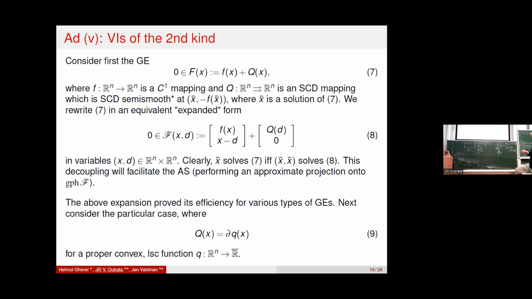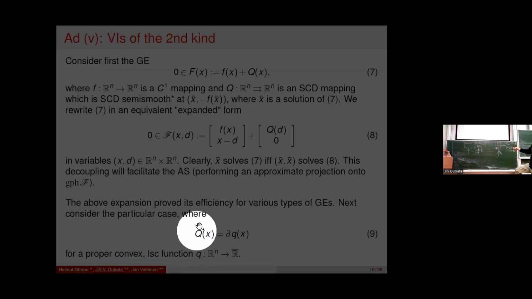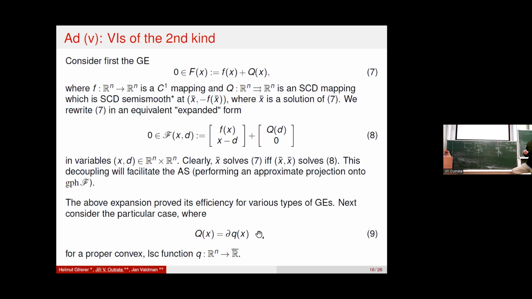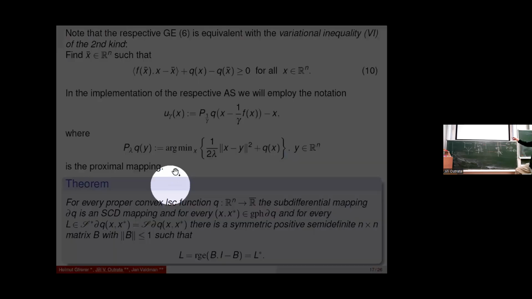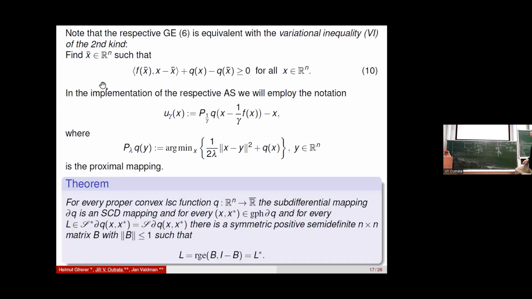And in order to discuss variational inequalities of the second kind, we assume that the multifunction is nothing else than the classical Rockafellar subdifferential of a certain proper convex lower semicontinuous function Q. Then we know our problem is a variational inequality of the second kind. Actually, here it is written down, such a variational inequality.